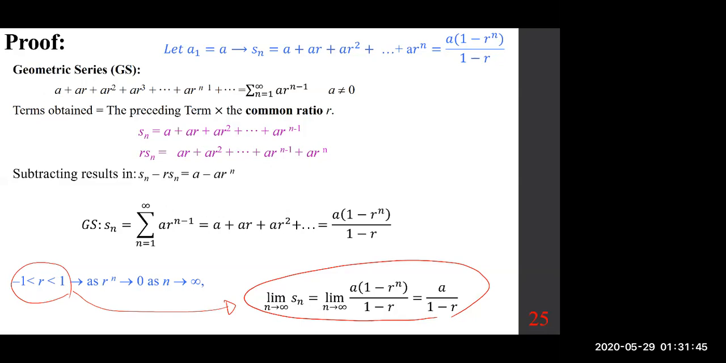So what happens when r is between negative 1 and 1? What happens is r to the power of n gets smaller and smaller, and eventually it approaches 0. That's why we get a over 1 minus r. So when r is between negative 1 and 1, it simplifies to a over 1 minus r. You need to know that. We use this a lot in calculus. Again, if you look at this piece, class, r to the power of n, when r is between negative 1 and 1, as n gets larger, r to the power of n gets smaller. Just to give you an idea.